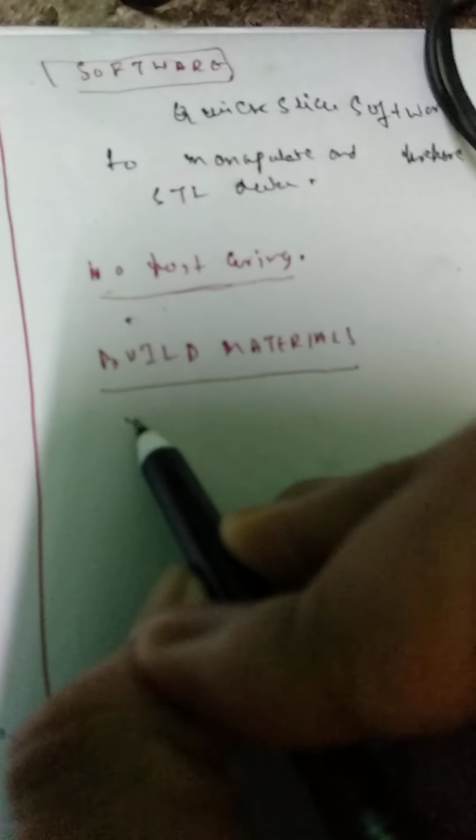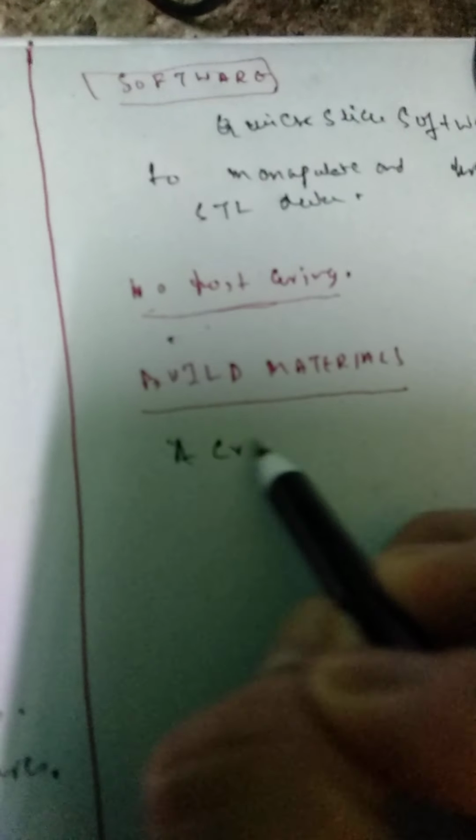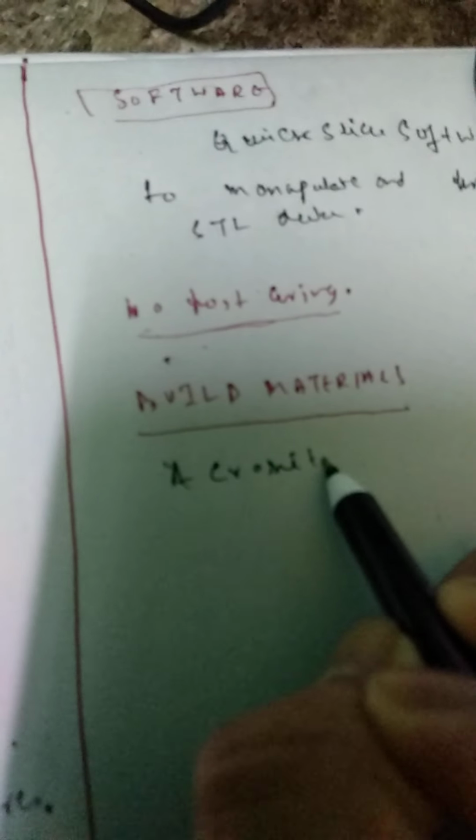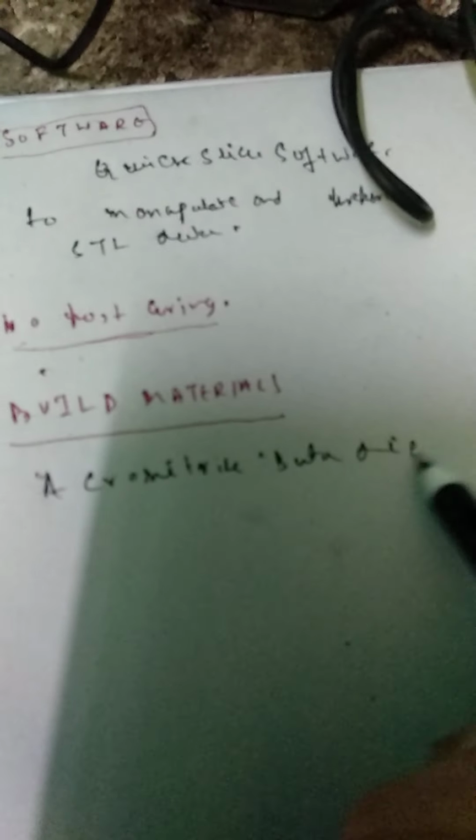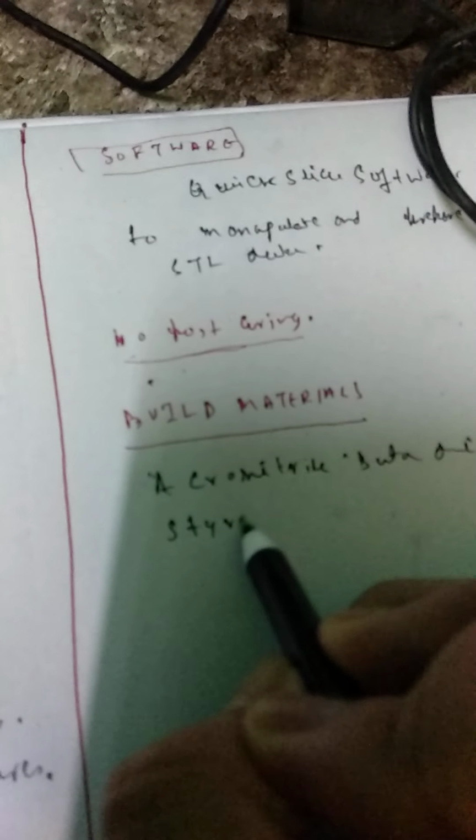Now we will see the types of build materials widely used in this system. The most important is ABS, which is acrylonitrile butadiene styrene, popularly known as ABS. This material is widely used.